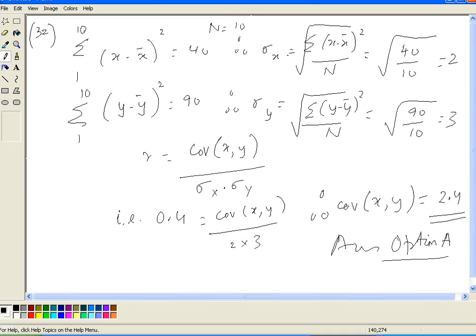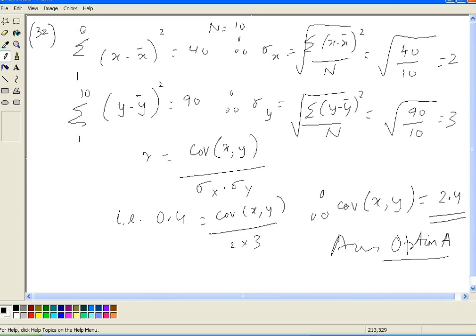Similarly, summation from 1 to 10 of (y minus y bar) whole squared is equal to 90. That's what is given. Now the standard deviation of y will work out to be square root of summation (y minus y bar) whole squared by n, which is equal to root of 90 by 10, equal to 3.